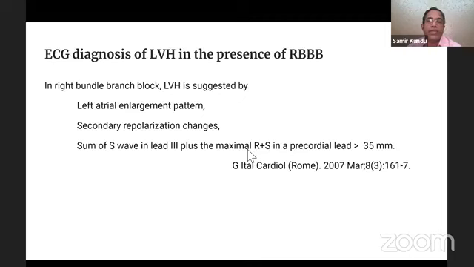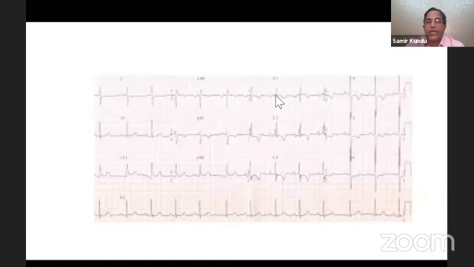ECG diagnosis of LVH in the presence of RBBB. In right bundle branch block, LVH is suggested by left atrial enlargement pattern, secondary ST-T changes, and an S wave in lead 3 and maximum R plus S in any precordial leads more than 35 millimeter is suggestive of left ventricular hypertrophy in the presence of right bundle branch block. This is an incomplete right bundle branch block. Here there is no S wave in lead 3, but in some of the precordial leads RS is more than 35.